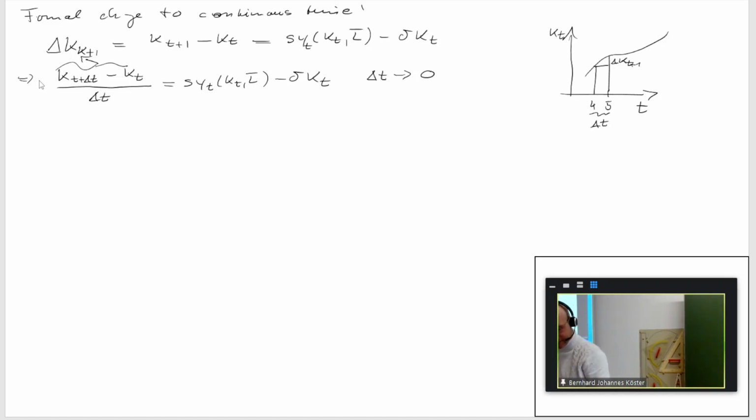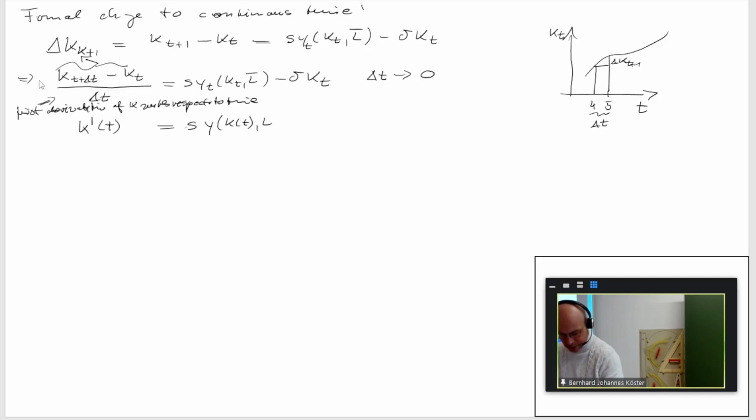So what we have here then is K prime of t equals the derivative of K with respect to time. And then we also write our variables in general as time dependent. So y(K(t)) times L bar minus delta K(t). And this is just the corresponding continuous representation.